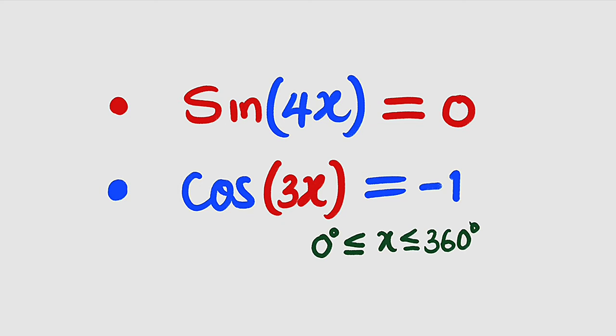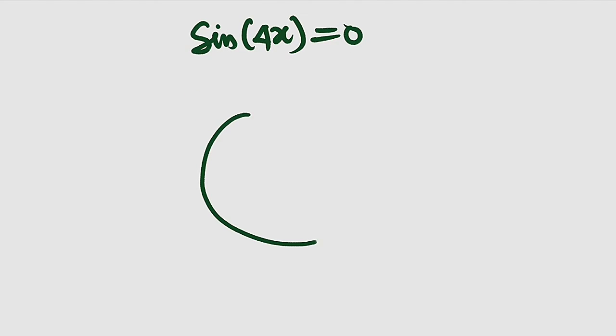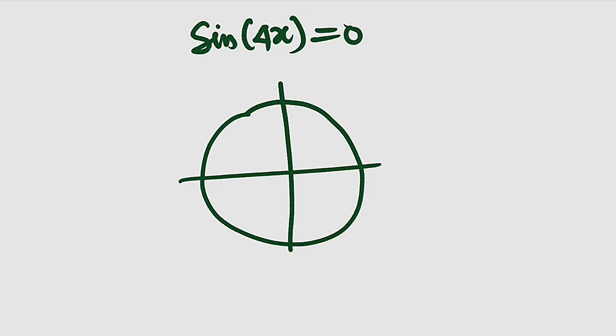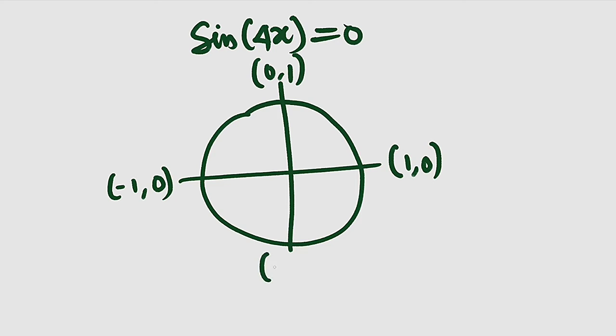Let's start with the first one, which is sine of 4x equal to 0. If I were you, I would draw a unit circle. If this is a unit circle, we have the y-axis and the x-axis. Let's write all the coordinates. This first coordinate is (1, 0), right? And this is (0, 1). And here we have (-1, 0). And lastly, we have (0, -1).